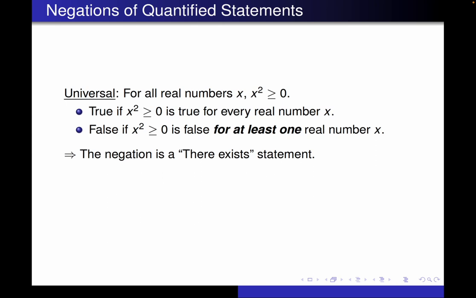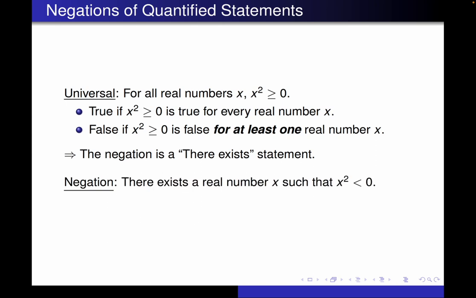So we're going to have for at least one real number x, so there exists a real number x, and then we're going to have to say that x squared greater than or equal to 0 is false. And well, let's see, how's that going to work? Well, there exists a real number x, that's what we mean by for at least one real number x. But if we want to say that x squared greater than or equal to 0 is false, the way to say that is x squared is less than 0. So there exists a real number x such that x squared is less than 0.